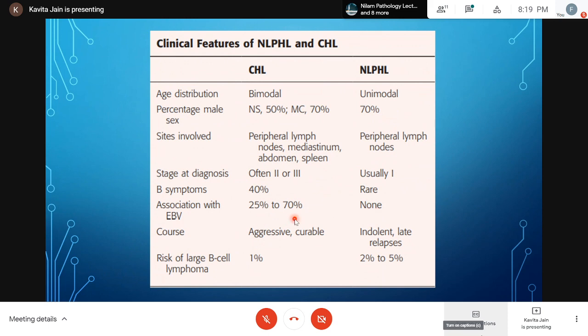Here again, EBV would help us to differentiate CHL and NLPHL. Classical has an aggressive course, NLPHL has an indolent course, and as I told, patients will present after 5 years, after 10 years. They have late relapses. The risk of large B cell lymphoma is 1% in classical, and here it is higher.